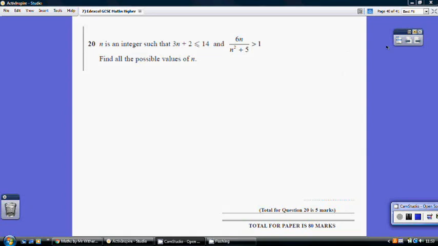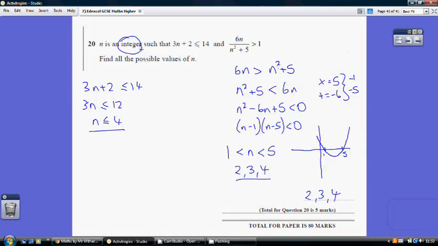And finally, question 20. So let's look at these two inequalities in turn. So let's start off by solving 3n plus 2 is less than or equal to 14. So take away 2 from both sides, divide by 3, we can see that n has got to be less than or equal to 4. Now n's also got to satisfy this inequality here.